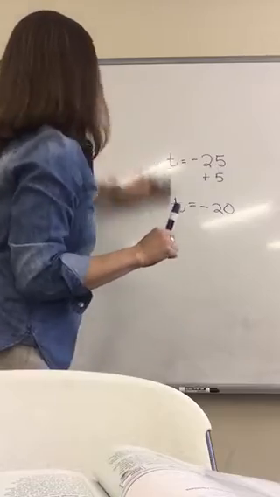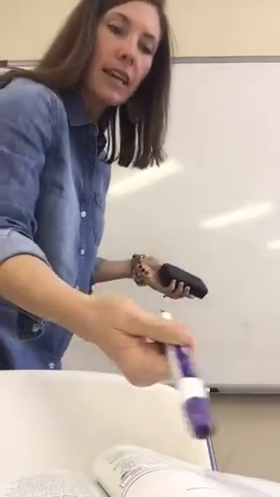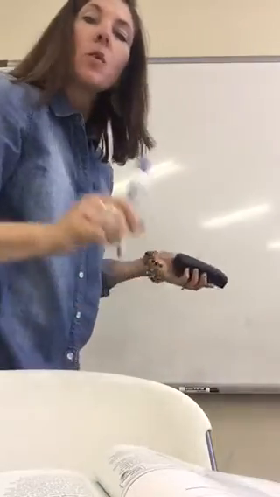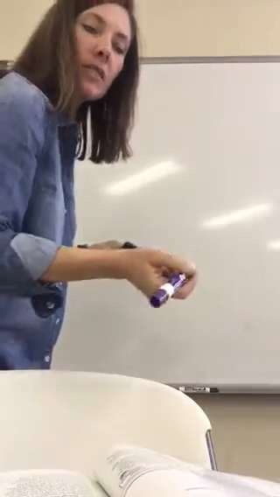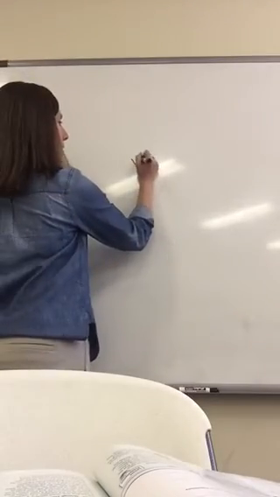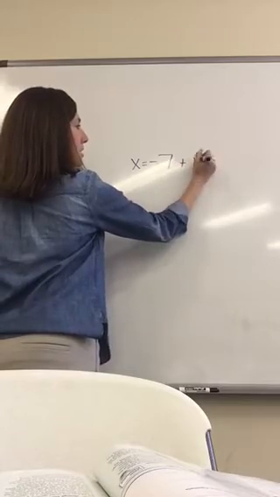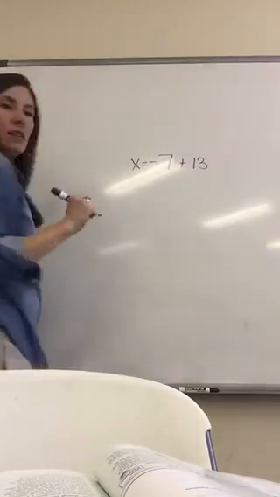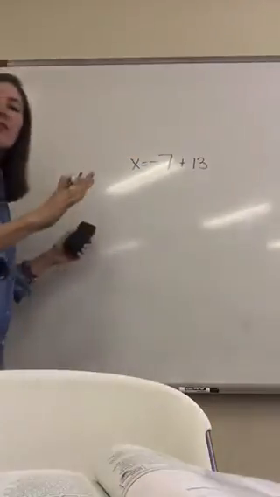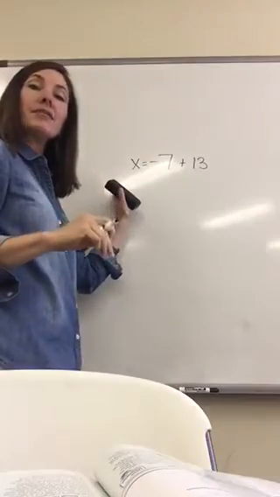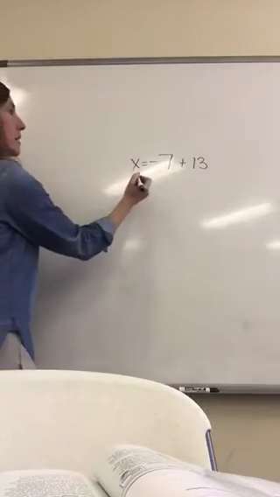All right, let's do another example. Yeah, this is example C, or letter C in example 1. And it says x equals negative 7 plus 13. X equals negative 7 plus 13. Hold on. Yeah, okay, so we've already got our variable isolated because it's on the left side of the equation by itself. I was wondering if I had written it wrong, but it's right.